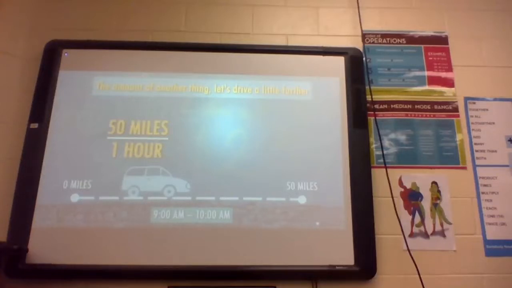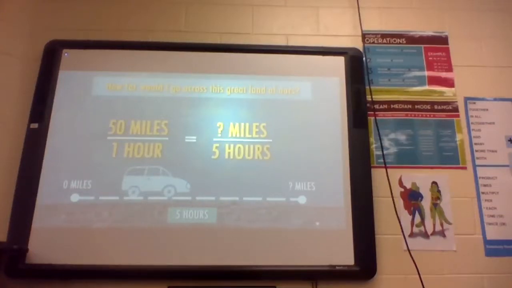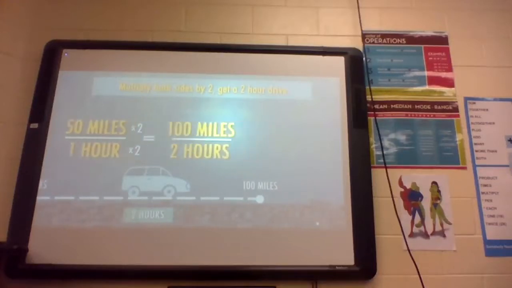Let's drive a little farther. At 50 miles per hour, if I drive 5 hours, how far would I go across this great land of ours? Multiply both units by the quantity of 5. 250 miles, one heck of a drive. I wonder how long it would take to get to Memphis at 50 miles per hour for that 100-mile distance. 50 goes into 100 how many times? Multiply both sides by 2, get a 2-hour drive.